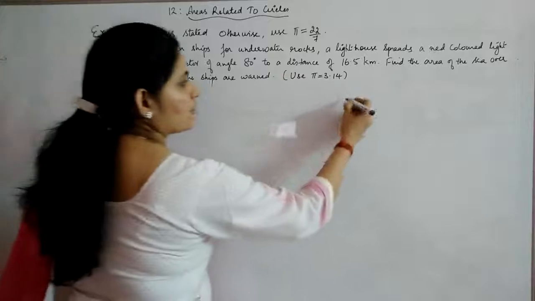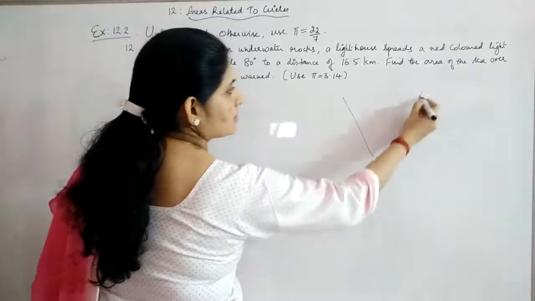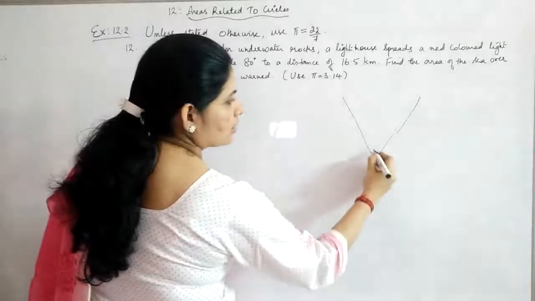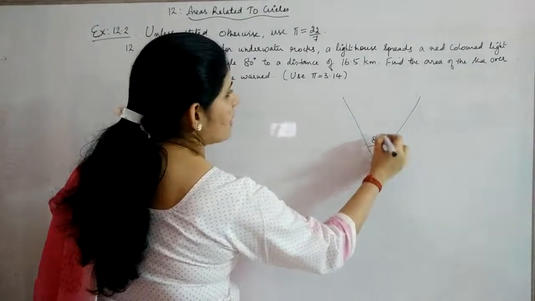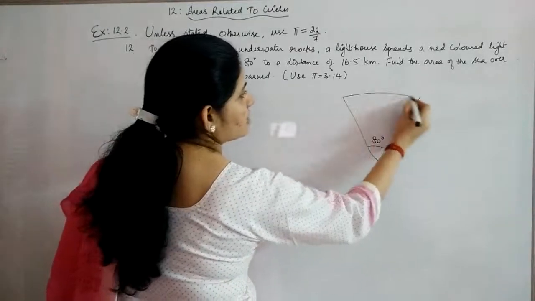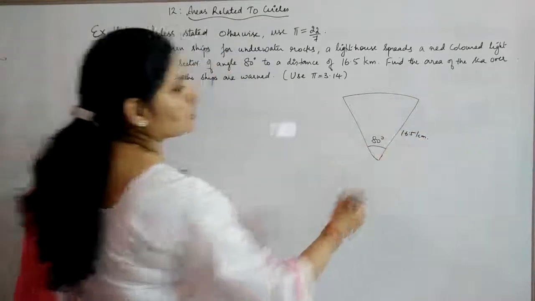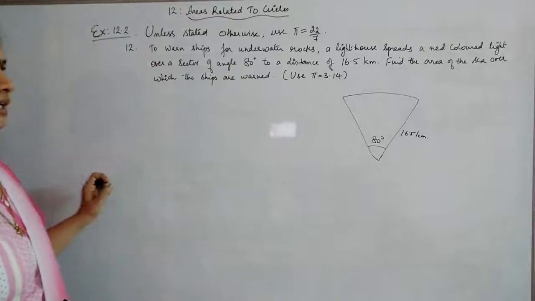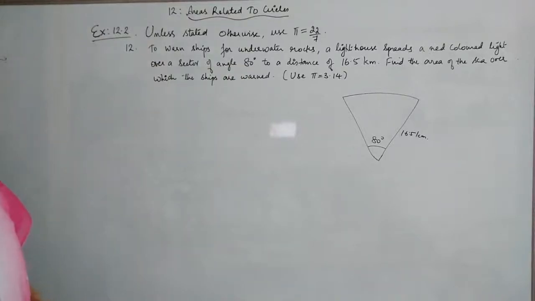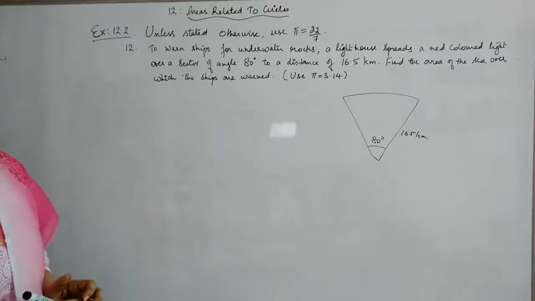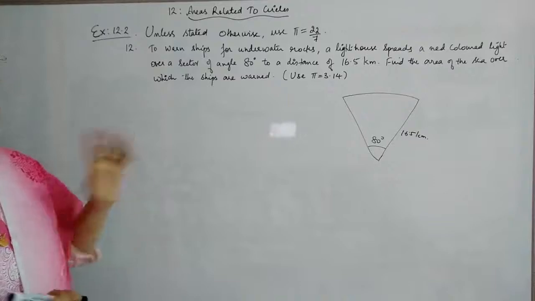That means if the lighthouse is spreading light like this, the angle formed is 80 degree, and the length is taken as the radius of the sector. Now what you have to do: the area of the sea over which the ships are warned is the area which the lighthouse is covering. So you have to find out the area of this sector.